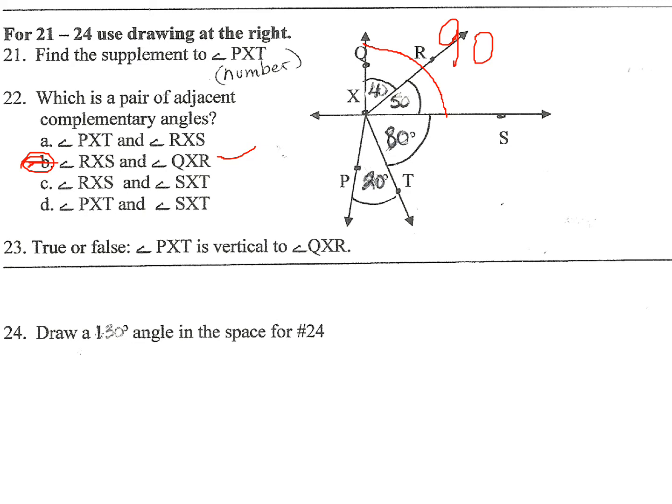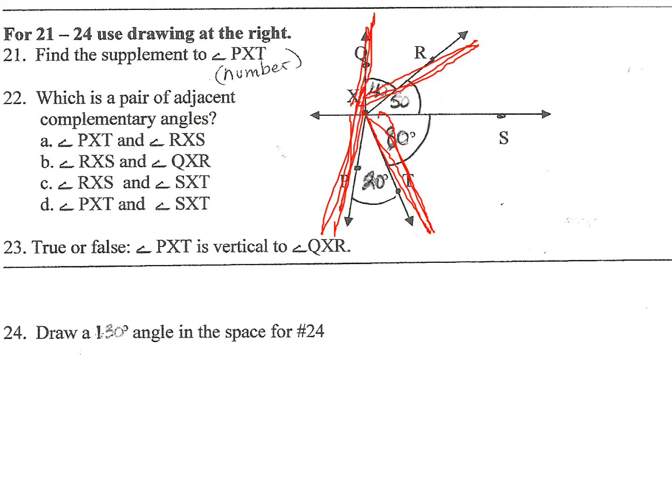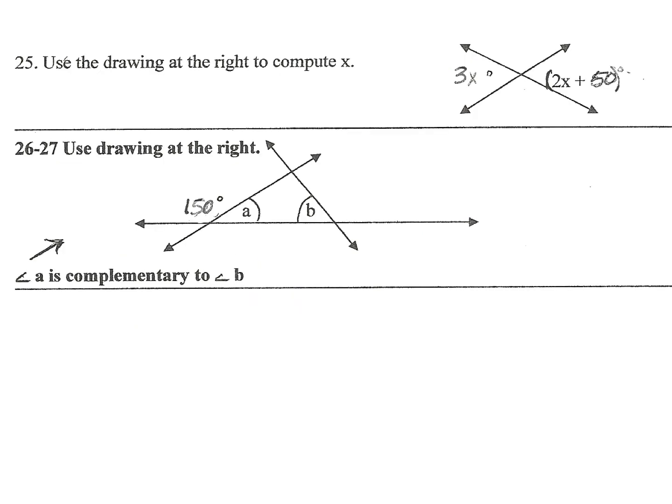All right, and then PXT, this is 20. Is it vertical to QXR? Look in there and there. Well, number one, they're supposed to match if they're vertical and they don't match. Is that making a perfect X? No. It's got one line, but then it's crooked with these others. So that's no. False. Alright, and then we're having to draw. We'll come back to the drawing.